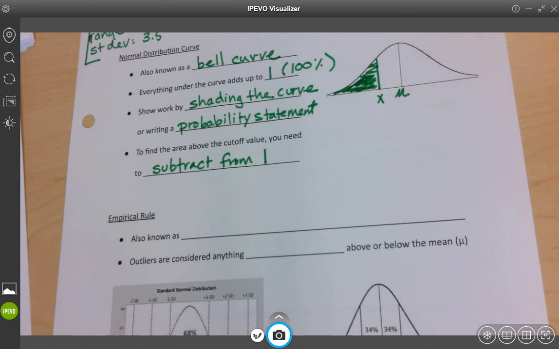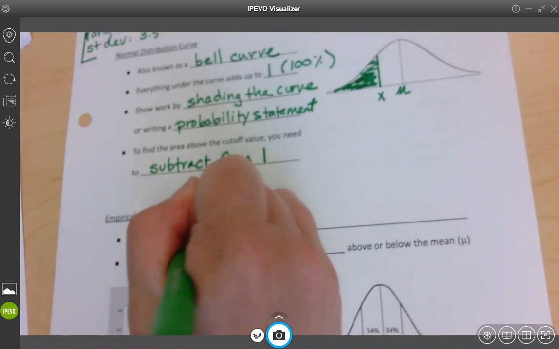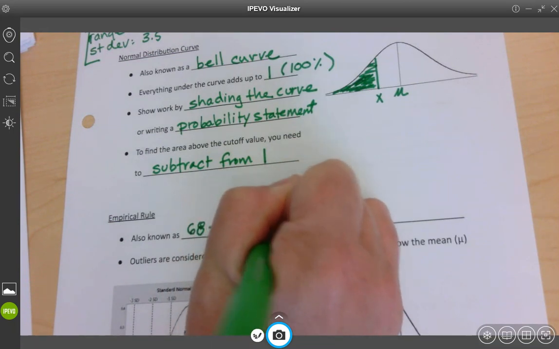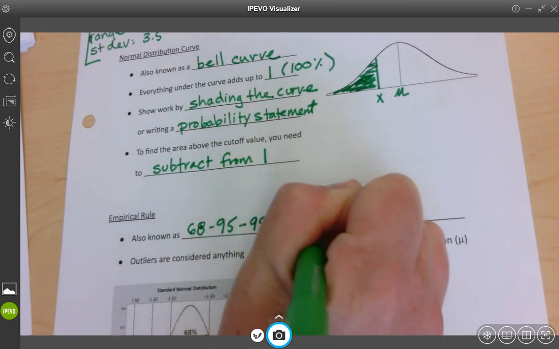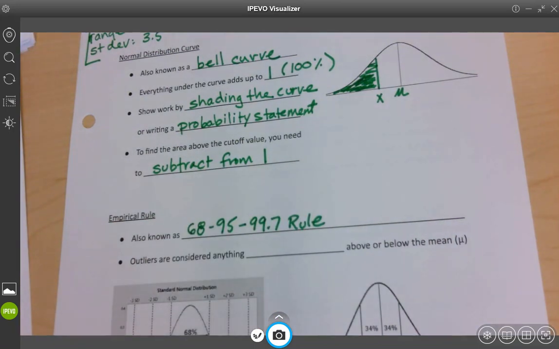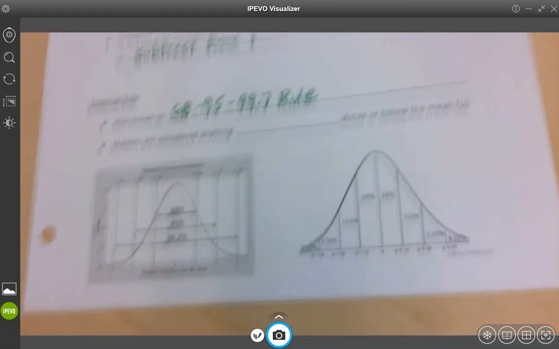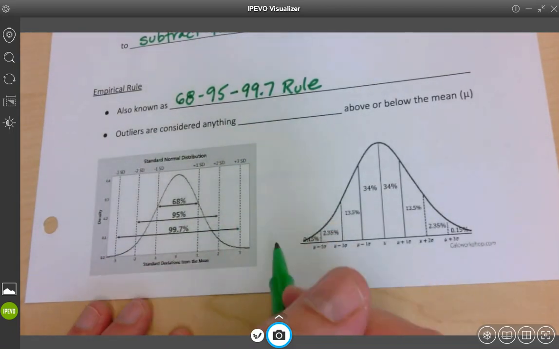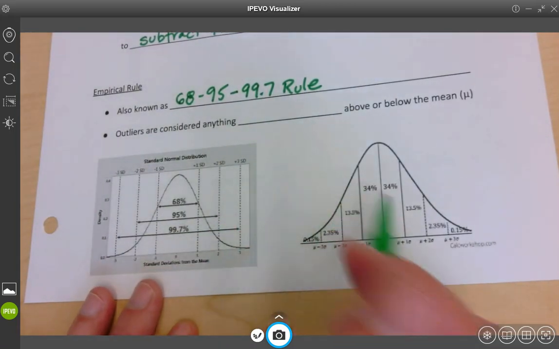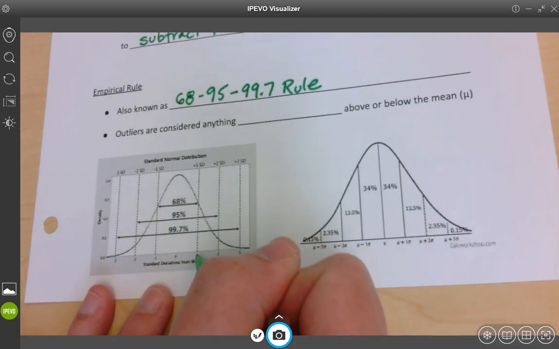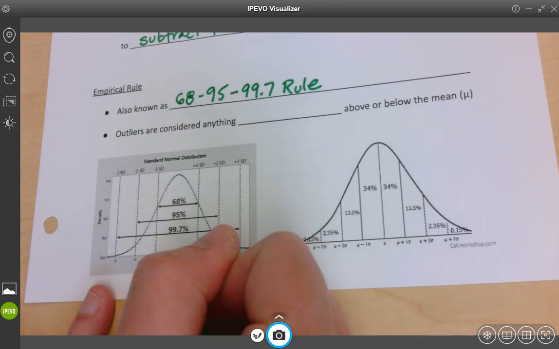The empirical rule has another name that's very helpful because it helps you remember the numbers. It's called the 68, 95, 99.7 rule. Here's why it's called that. In a normal distribution, when you have a mean, this here is your mean. It's really small. Your mean is the mu right here. This is one standard deviation above the mean, and this is one standard deviation below the mean.